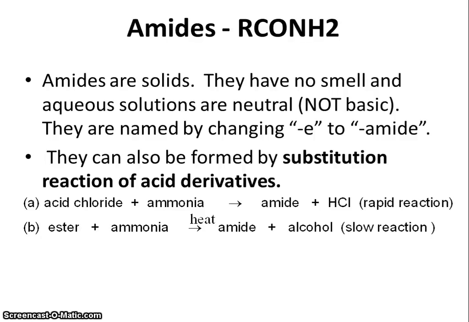They can also be formed by substitution reaction of acid derivatives. So you can have an acid chloride and ammonia going to the amide and HCl. This one is preferable because it's really fast and really easy, as opposed to an ester and ammonia. You have to heat it strongly, and then you make amide and alcohol, and it's really slow.